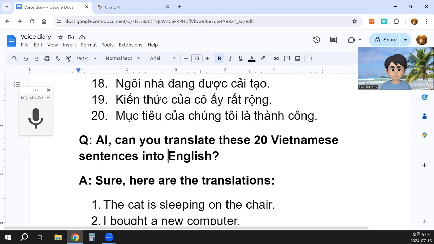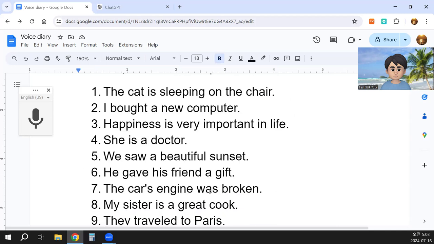Can you translate these 20 Vietnamese sentences in English? Sure, here are the translations. The cat is sleeping on the chair. I bought a new computer. Happiness is very important in life. This is our doctor. We saw a beautiful sunset. He gave his friend a gift. The car engine was broken.